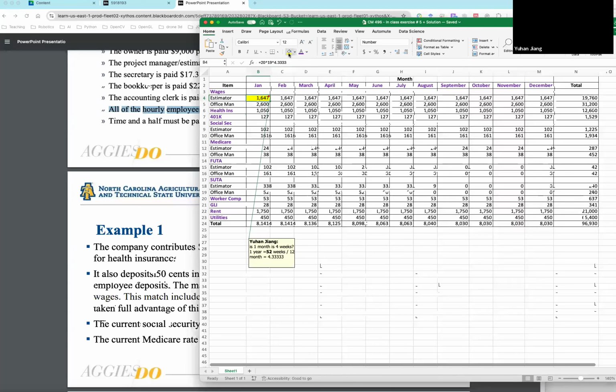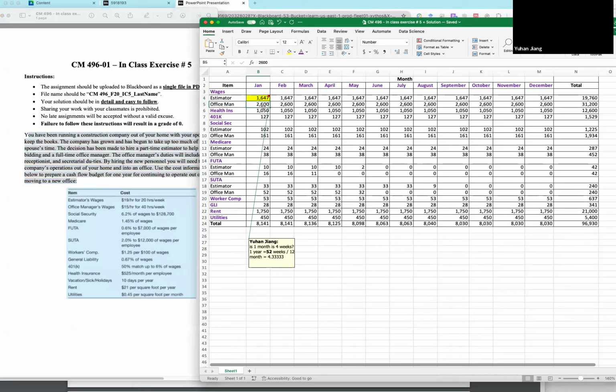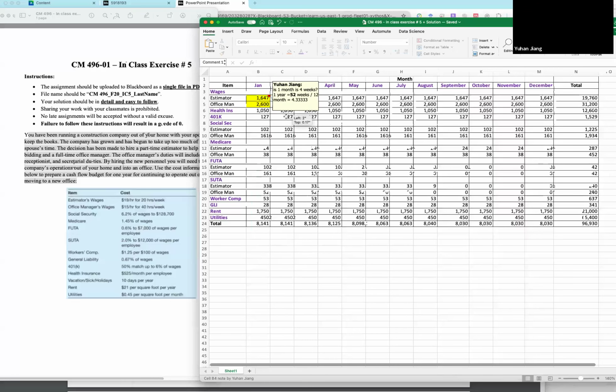So all right, the office man is the same way and is equal to 15 hours. And this guy will be working 40 a week, times 4.333, you will get this number. Exactly the same number, right? So let me move this one here. Remember this one?